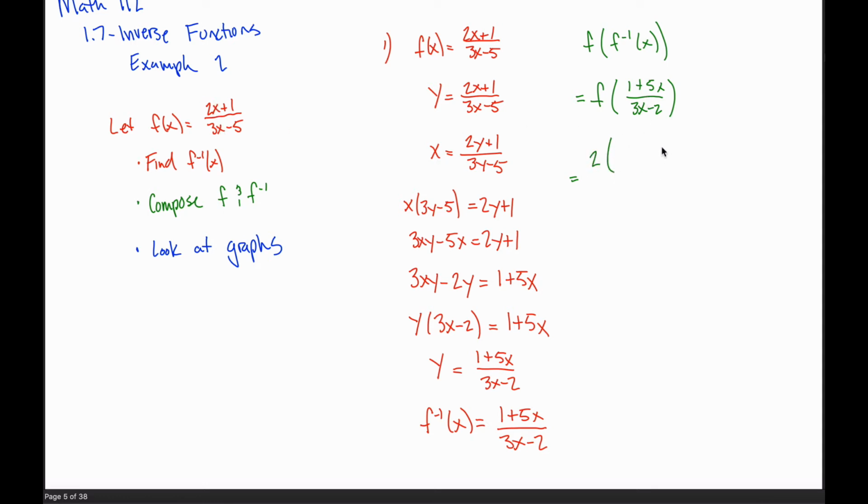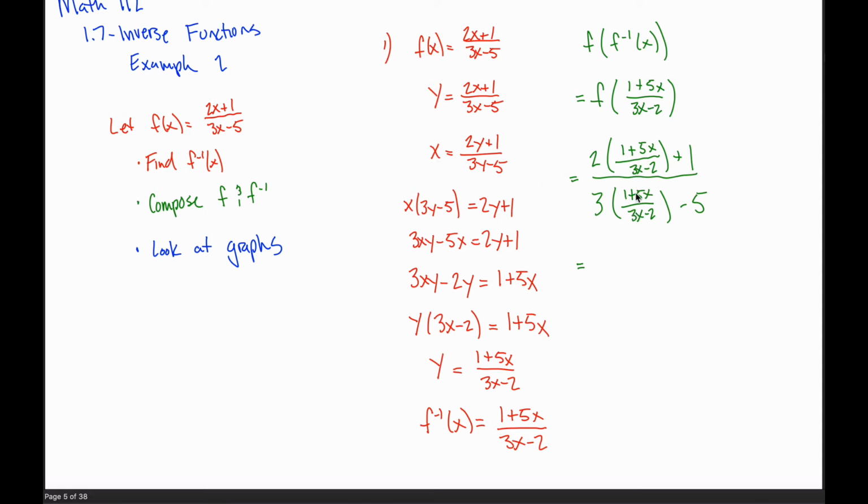So I'll get 2 times something plus 1 for this, 2x plus 1, divided by 3 times something minus 5. And those somethings, instead of being the letter x, will be 1 plus 5x over 3x minus 2. And now this is a huge mess, and you're like, I'm never going to be able to simplify this. But the steps that we do to simplify this will end up being fairly important. So I want to demonstrate them here, even if it's not really necessary to be able to do it at this point in the class.